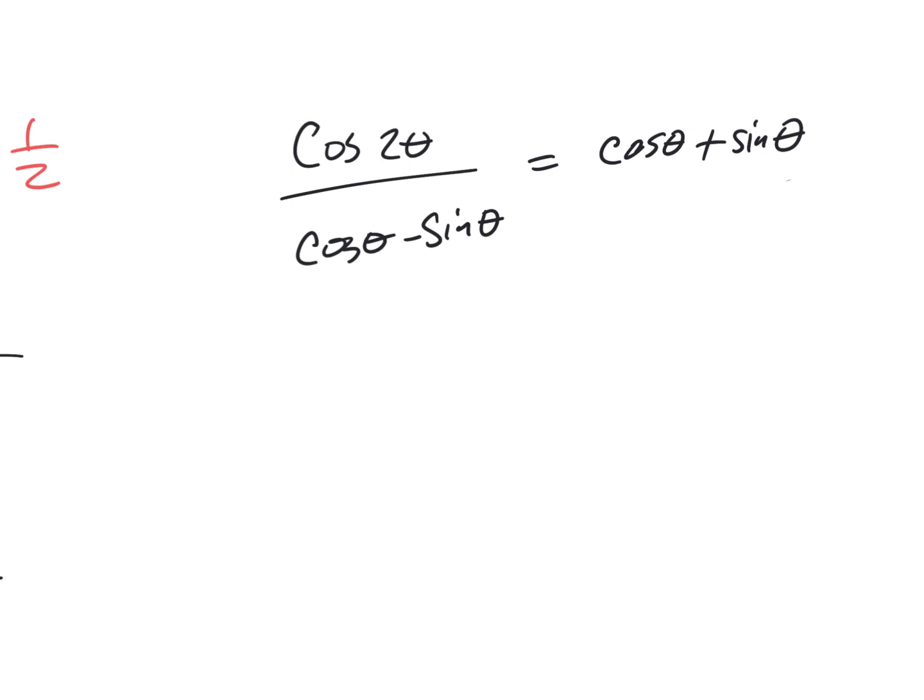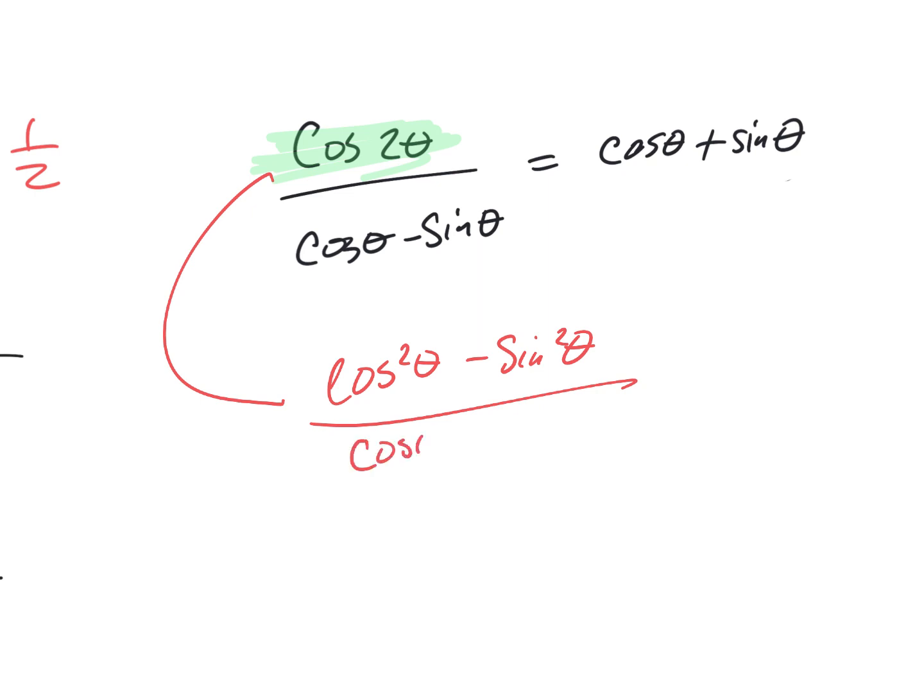I'll pause for a sec while you give this a try. Already got it done. All right. What did you swap the cosine 2 theta for? Is that what you did, I'm assuming? Yes. Okay. So you swapped out this part. What'd you put in? There were 3 choices. Yeah, I put in cosine squared theta minus sine squared theta over the cosine theta minus sine theta.